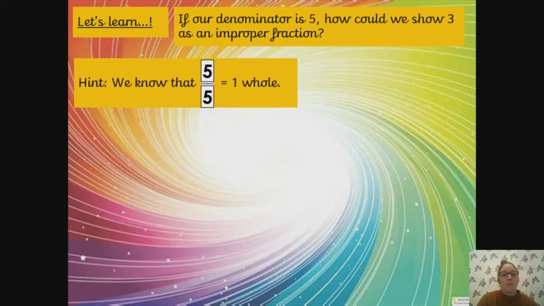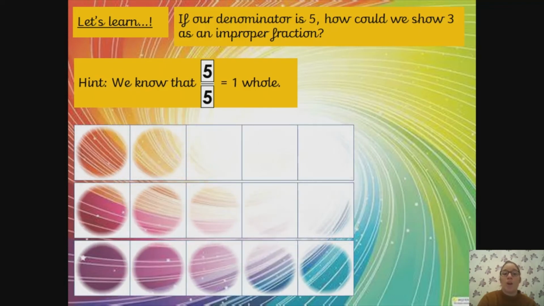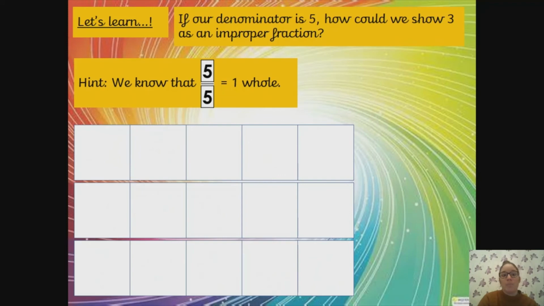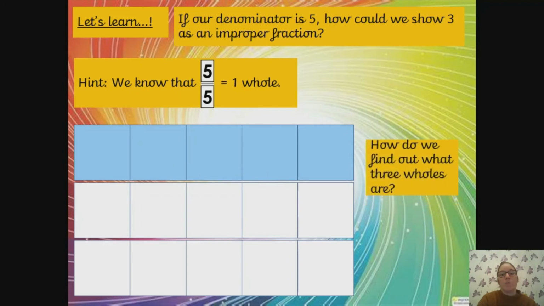If our denominator is 5, how could we show 3 as an improper fraction? Now this is quite tricky, but I will give you a hint because we know that 5/5 is 1 whole. Okay, so 5/5 is 1 whole. How can we find out what 3 wholes are? Okay, so that is 1 whole. So if we make 2 wholes and 3 wholes, how many equal parts have we got all together?